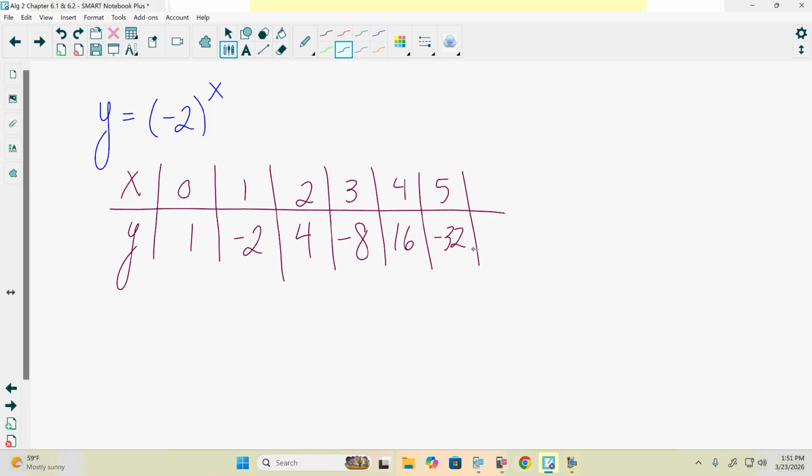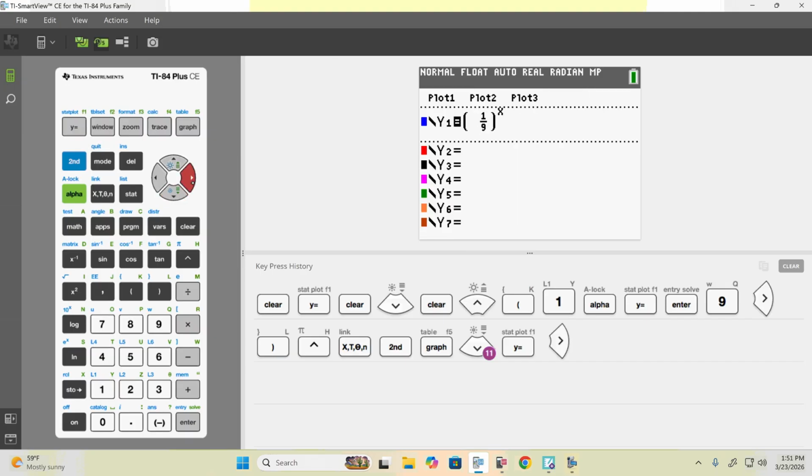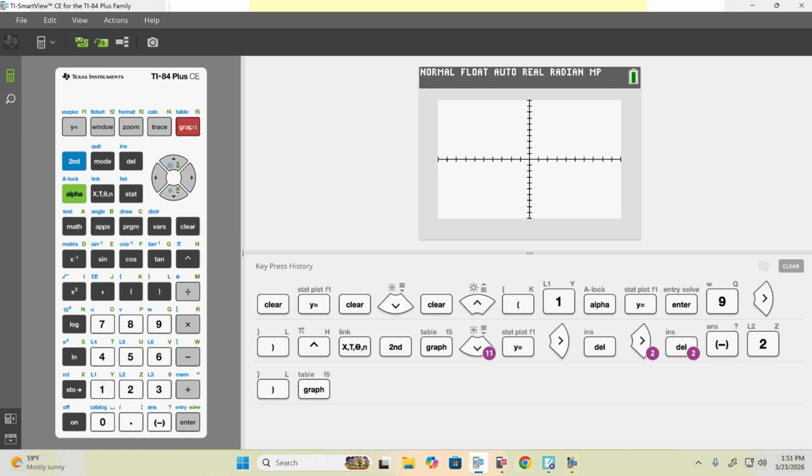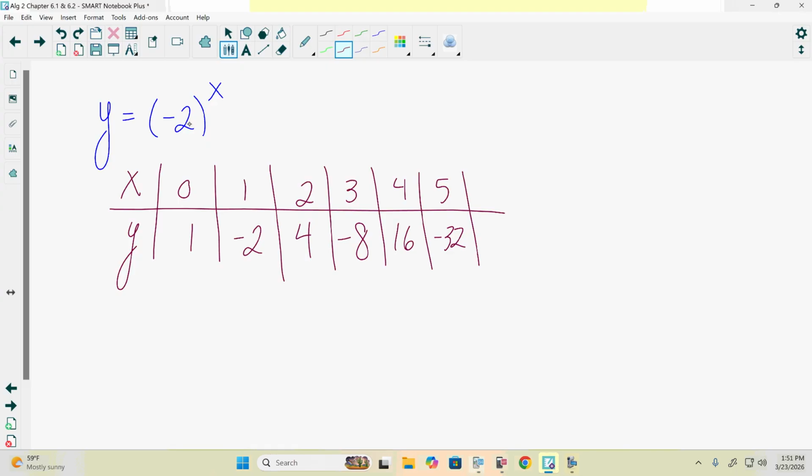Does that make sense? I thought about it with negatives originally. I'm like, oh, this works. And no, because even if we tried to graph it, clear that out, -2. Because it's doing this jump back and forth, it's not a function. It can still give us a table, but it's not a function.